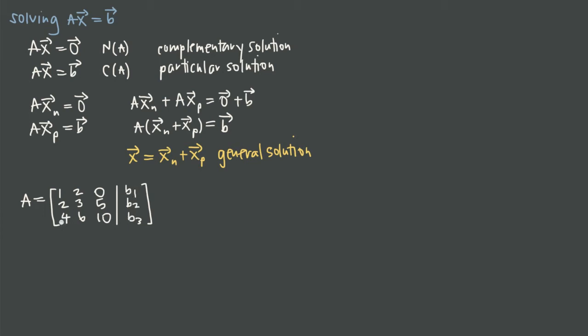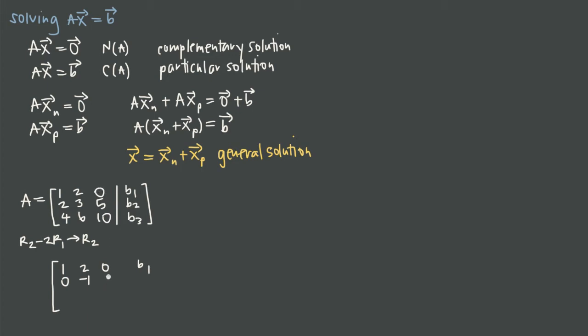So to get this into reduced row echelon form, the first thing we want to do is take 2 of row 1 away from row 2. So we'll say row 2 minus 2 of row 1, and that's going to replace row 2. So row 1 is going to stay the same, 1, 2, 0, and then b1. Row 2, we're going to take 2 of row 1. So 2 times 1 is 2, and then 2 minus 2 is 0. 2 times 2 is 4. 3 minus 4 is a negative 1. 2 times 0 is 0.